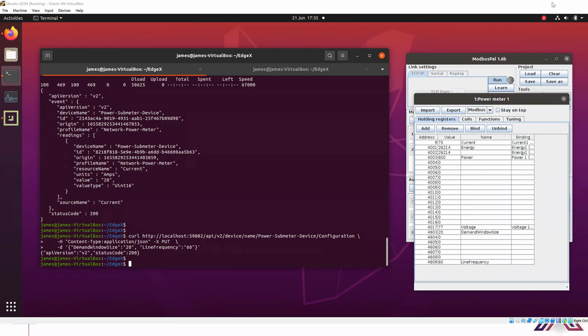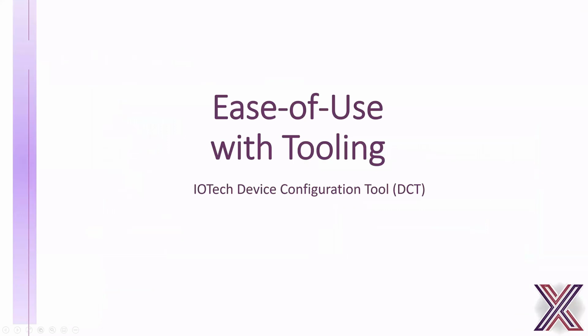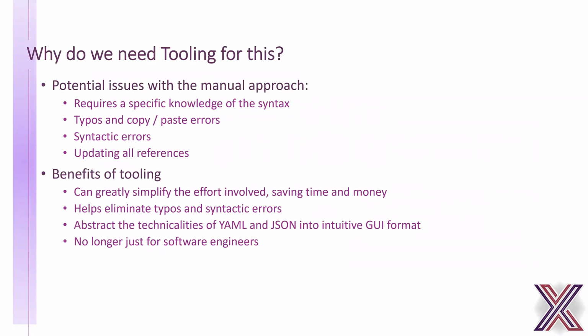Let me step back to the slides for a second, and I'm going to now quickly talk about some tooling to make this even easier. You might have noticed that working with YAML or even JSON can be a little bit fiddly. It is quite easy to make a mistake, and it also requires quite specific knowledge of the syntax and the things you're modeling. It's easy to have typos and copy-paste errors and stuff like that.